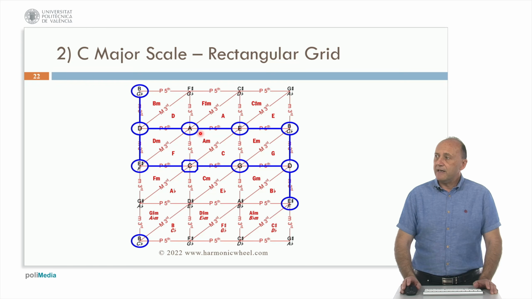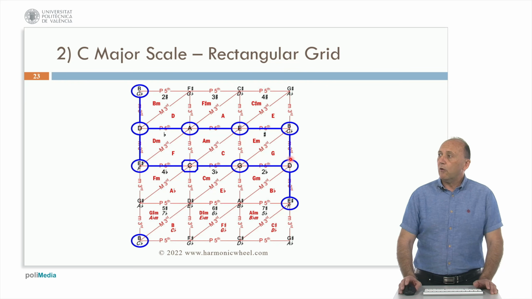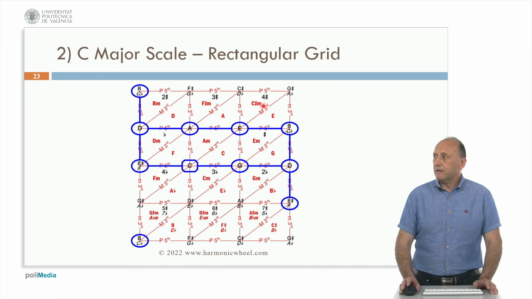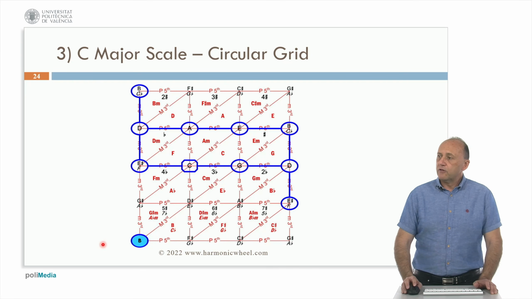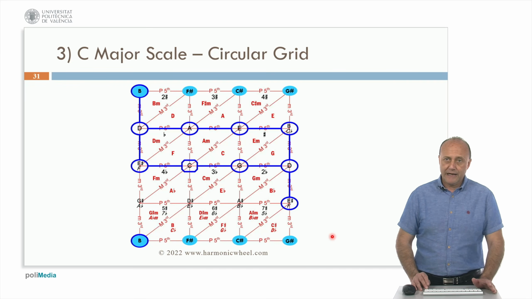The chords C major and A minor are at the center of the rectangle. Now, for each major chord and its relative minor, we assign the corresponding key signature. Thus, from now on, each consonant chord, major or minor, will also represent the center of a key. If we look at the notes which are at the bottom of this diagram, they coincide with the notes at the top. Here, note B, F sharp, C sharp, G sharp. So we have a cycle in the vertical direction.